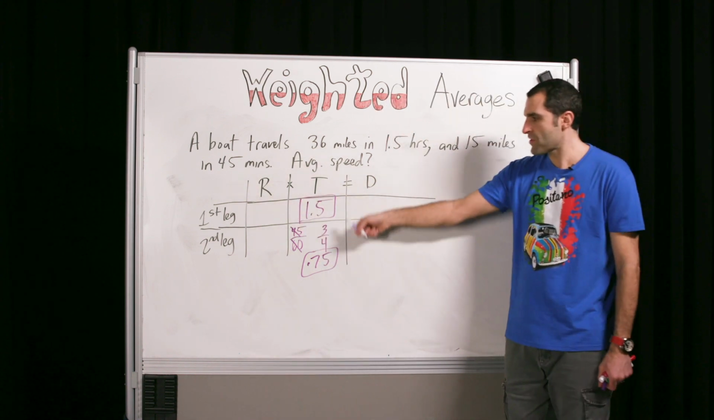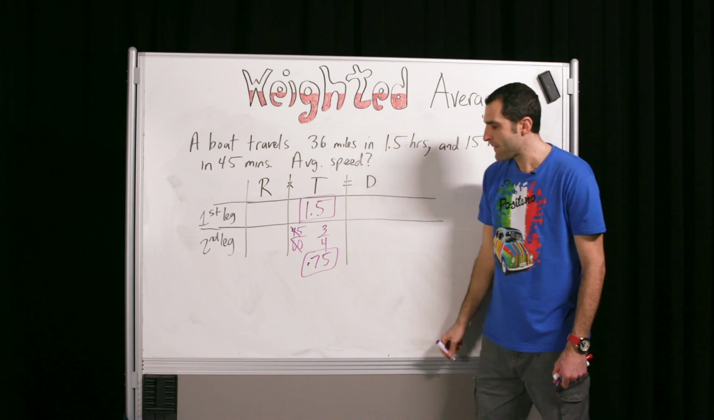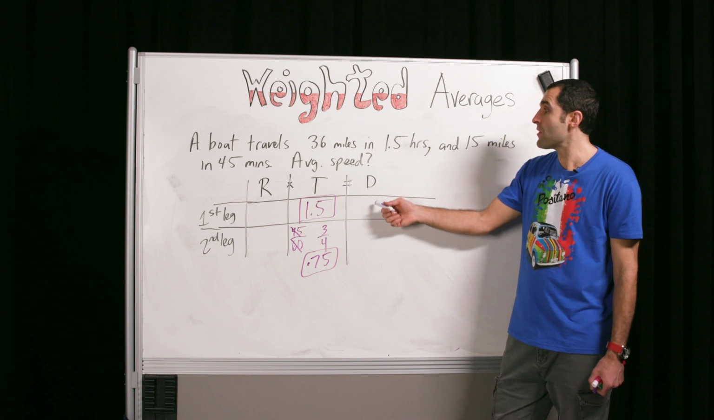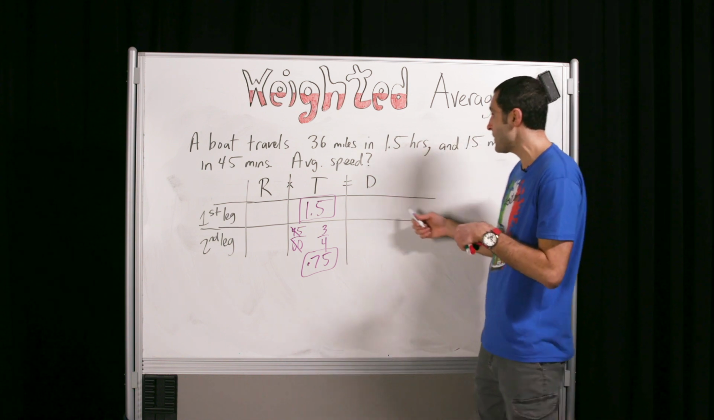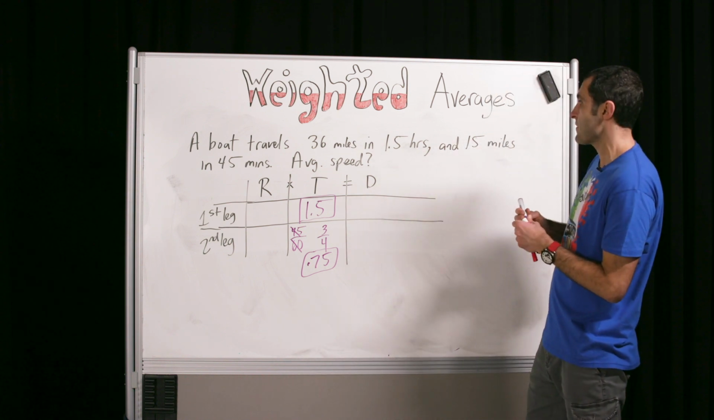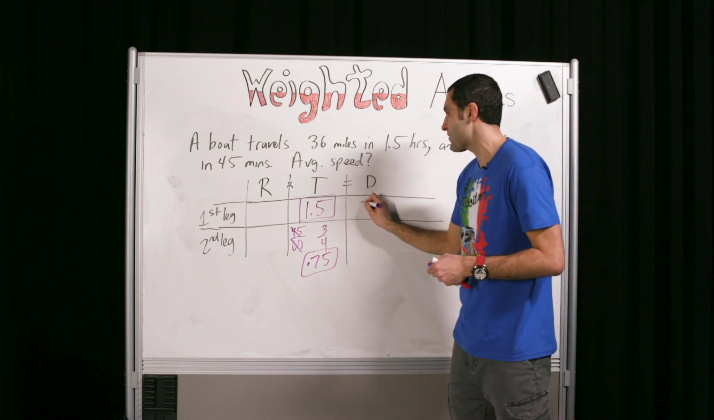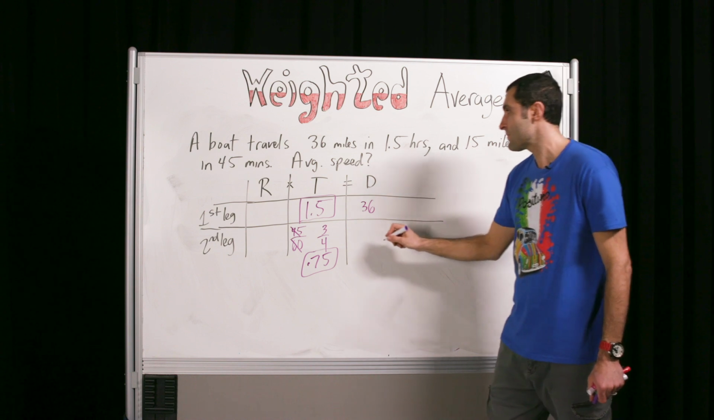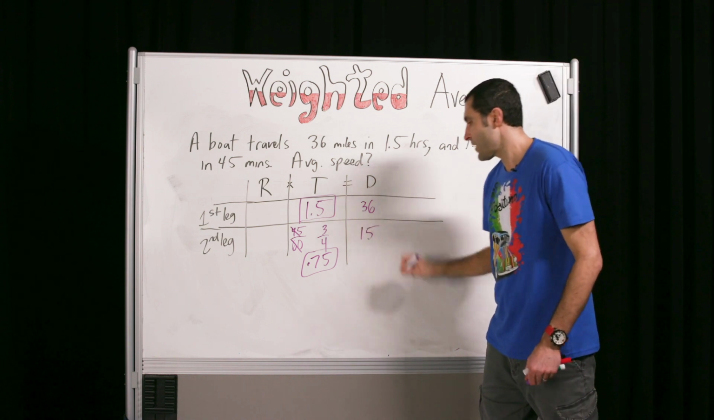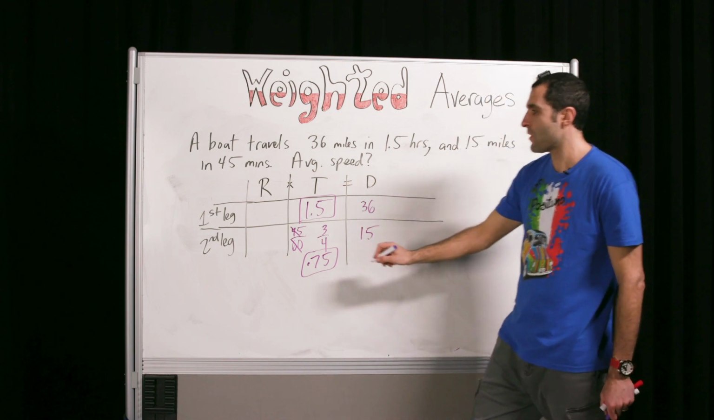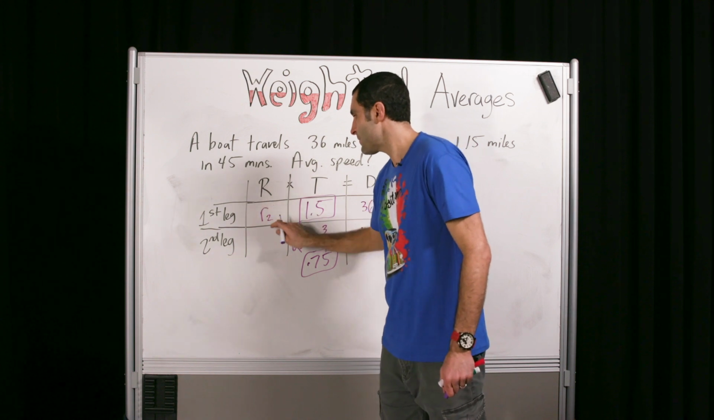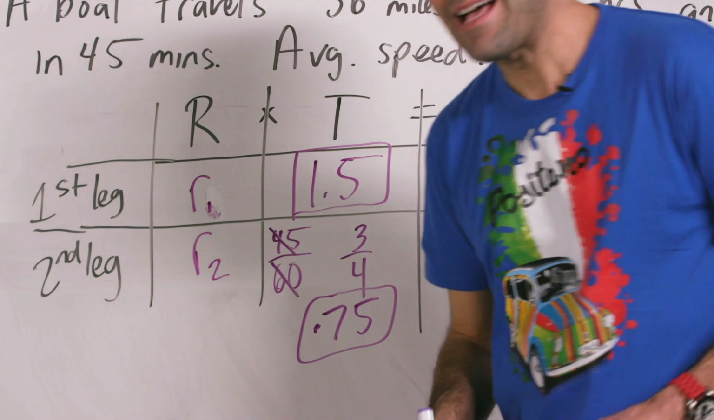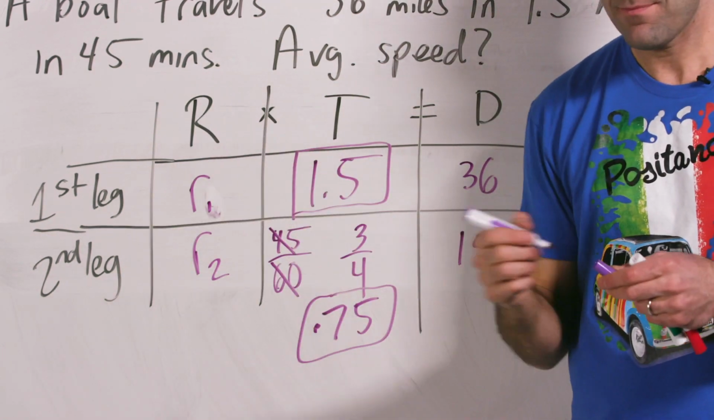Okay, good. Notice we're just figuring it out as we go, okay? So we don't know how fast it was going the first way. We do know the distance. Yes, we know 36 miles. And we know 15 miles. Okay, and again, this was R1 and R2. Last time we solved for these rates.